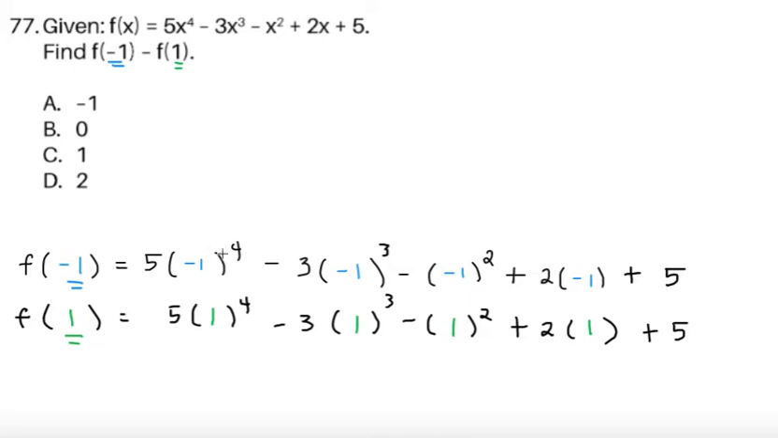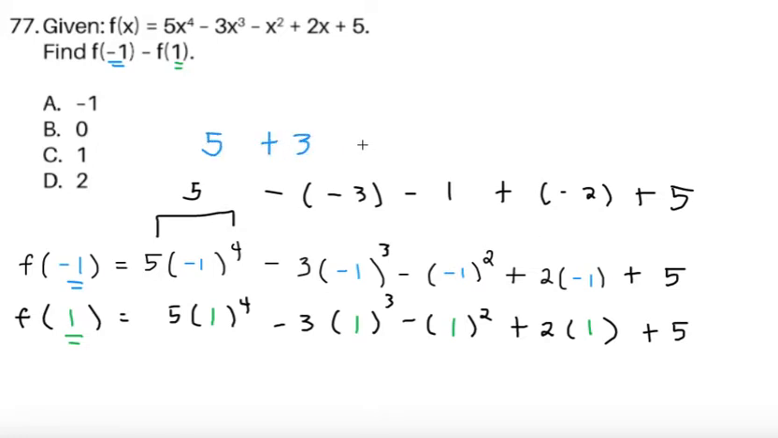So let's evaluate this one first at the top. F of negative 1: this term is 5 times 1, that's 5. Now 3 times negative 1, so that's minus negative 3, minus negative 1 squared, that's 1, plus 2 times negative 1, that's negative 2. Then we add 5. So we have 5 plus 3 minus 1 minus 2 plus 5. Now for f of 1, these are all 1 anyway, so we just write 5 minus 3 minus 1 plus 2 plus 5.